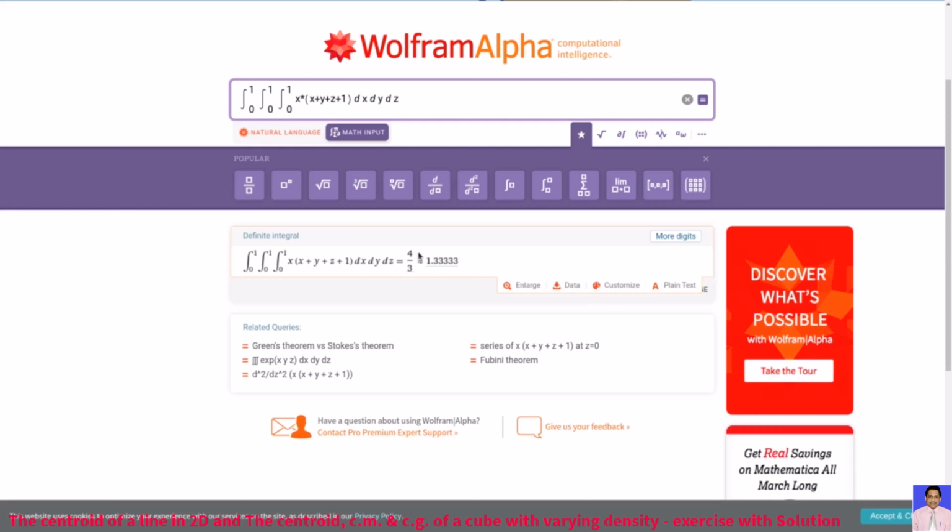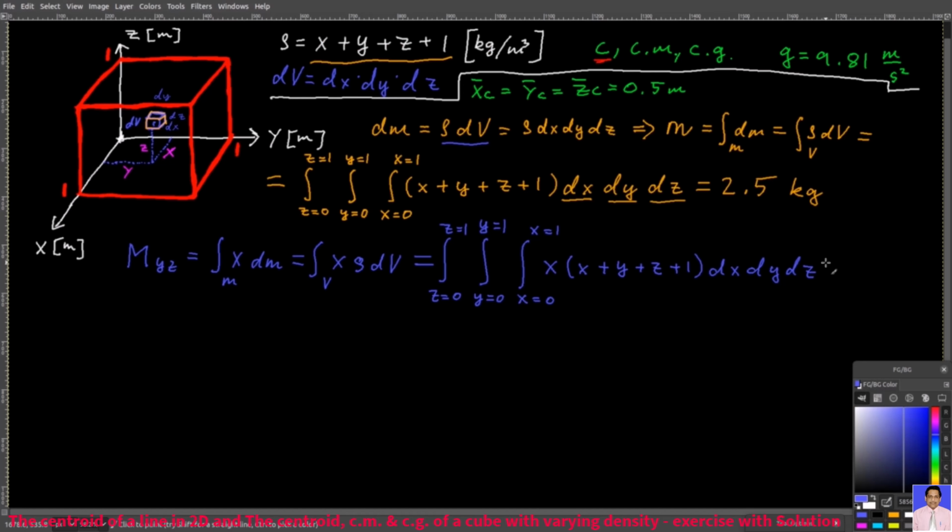Your result is 4 over 3. So let me write it here, 4 over 3. And now we had meters here and kilograms here, which means that we have 4 over 3 kilograms times meter. So that's your MYZ.